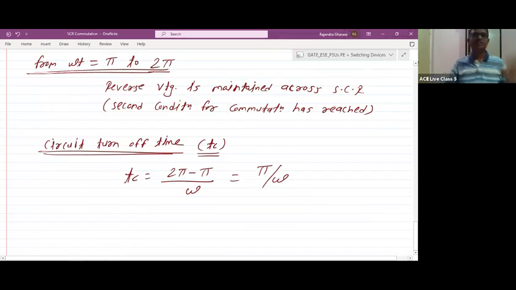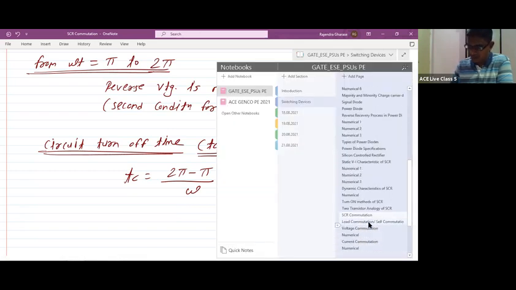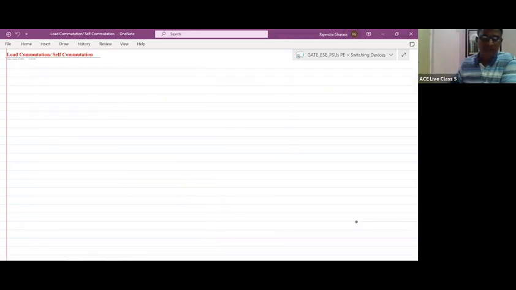So in the rectifier circuit, for all the circuits, we are going to discuss, we need to find the circuit turn off time. So at that time, we will understand better. So next, let us discuss the forced commutation technique. As I said, the forced commutation technique is required when the input is DC. If the input is DC, then the forced commutation technique is required.